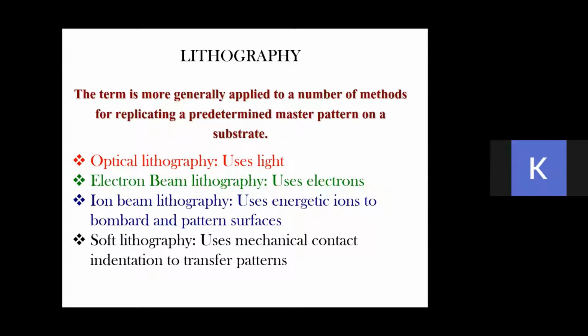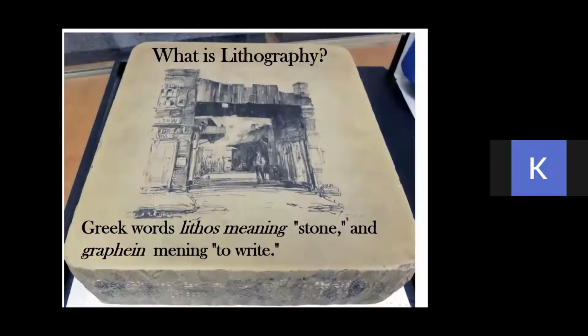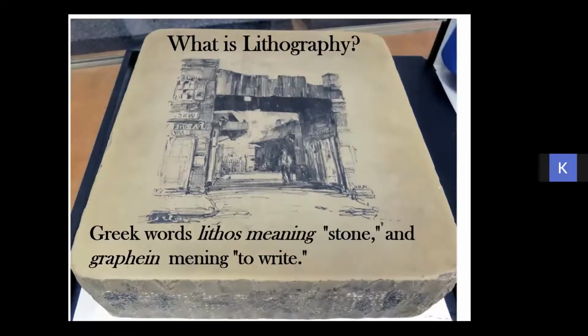Now, what does lithography mean? The word came from two Greek words. One is lithos, meaning stone, and another is graphein, meaning to write. So the word means stone writing. In ancient times, people used to transfer a drawing from one place to another by using stone as the master pattern. That was used mainly from an artistic point of view.